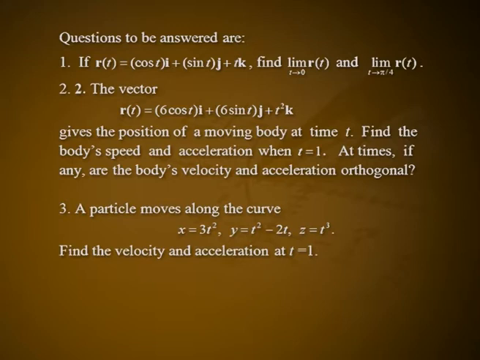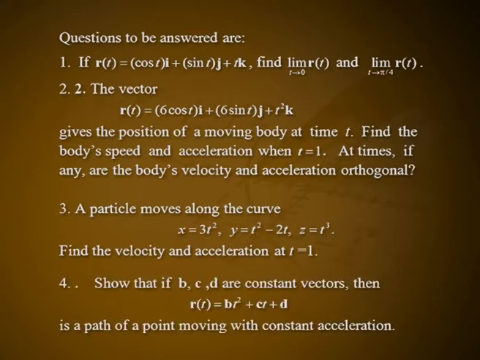3. A particle moves along the curve x is equal to 3t squared, y is equal to t squared minus 2t, z is equal to t cubed. Find the velocity and acceleration at t is equal to 1. 4. Show that if b, c, d are constant vectors, then R(t) is equal to b t squared plus c t plus d is a path of a point moving with constant acceleration.